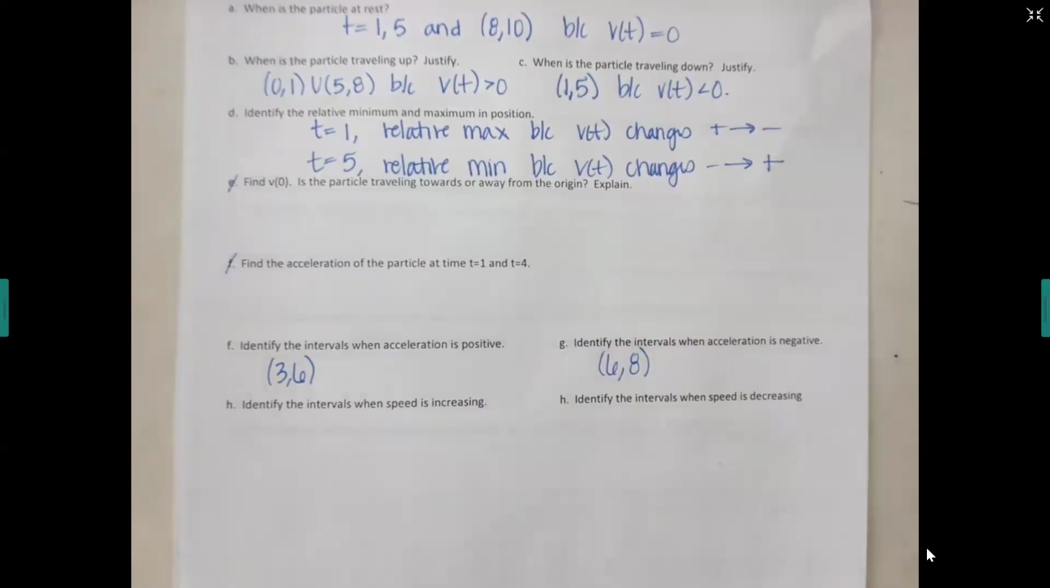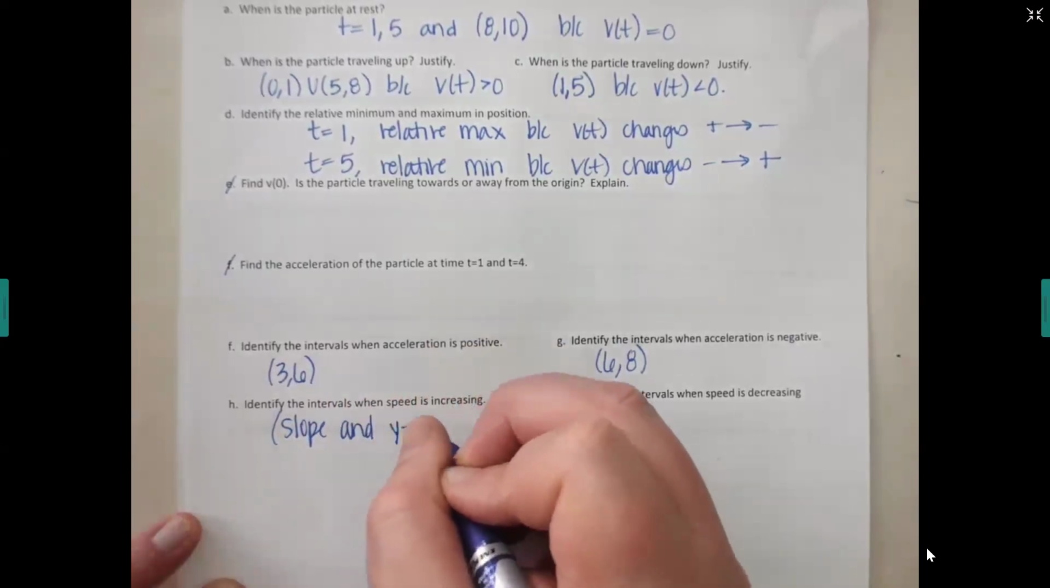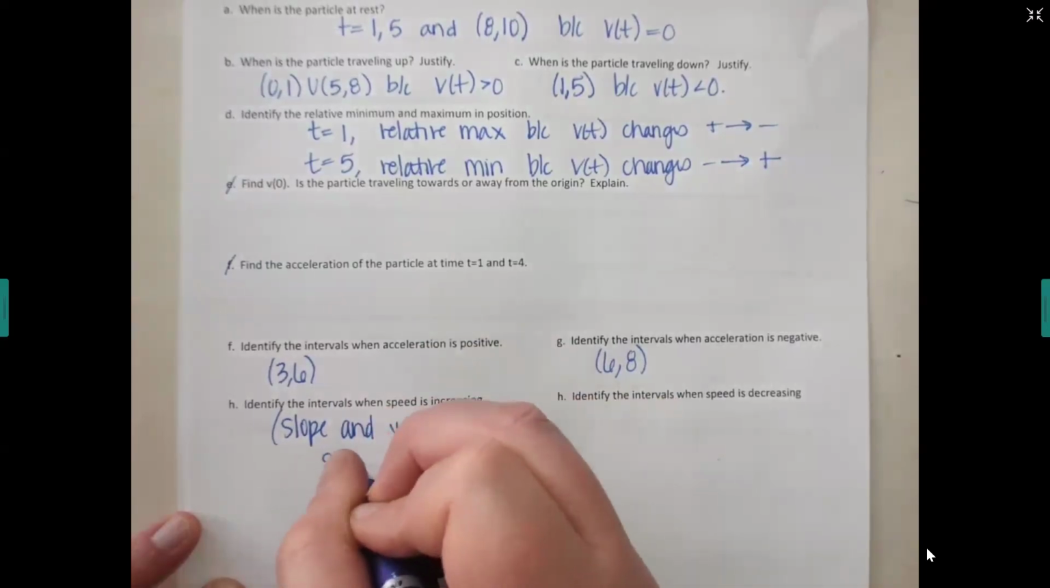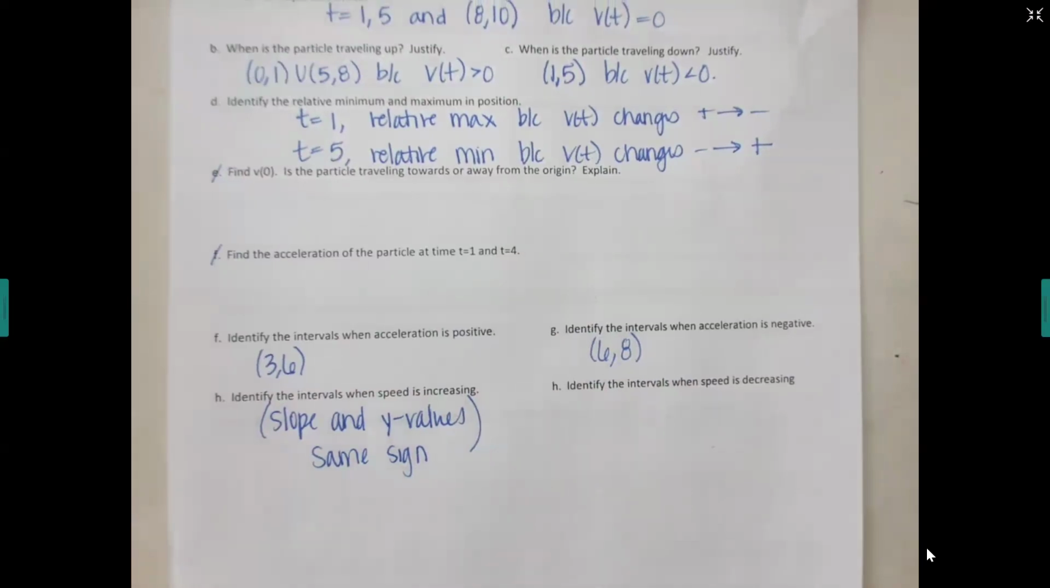And then when you're looking for speed increasing, do you want same sign or opposite signs? Same, and of what two things? For speed increasing, what do you need to be the same sign? So acceleration and velocity, and what features are those on a velocity graph? Slope and y value, very good. So I'm going to put here the slope and the y values need to be the same sign, versus in the second part, you're looking for the slope and the y values to be opposite signs.